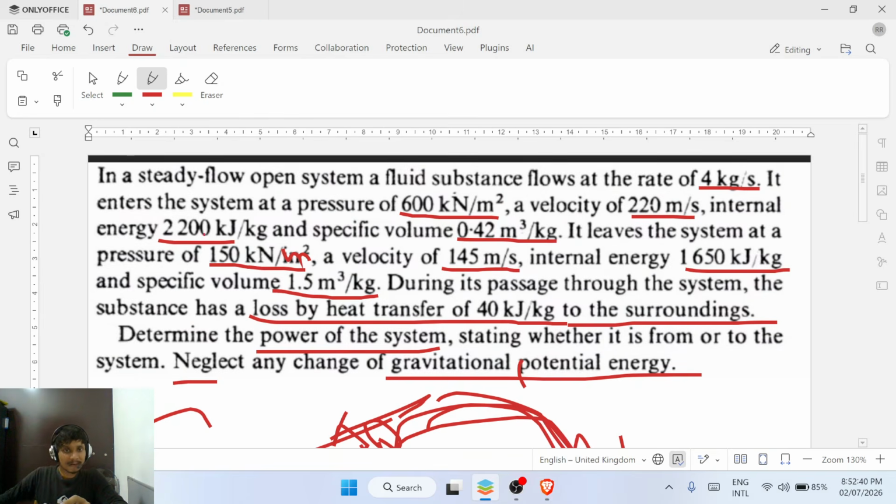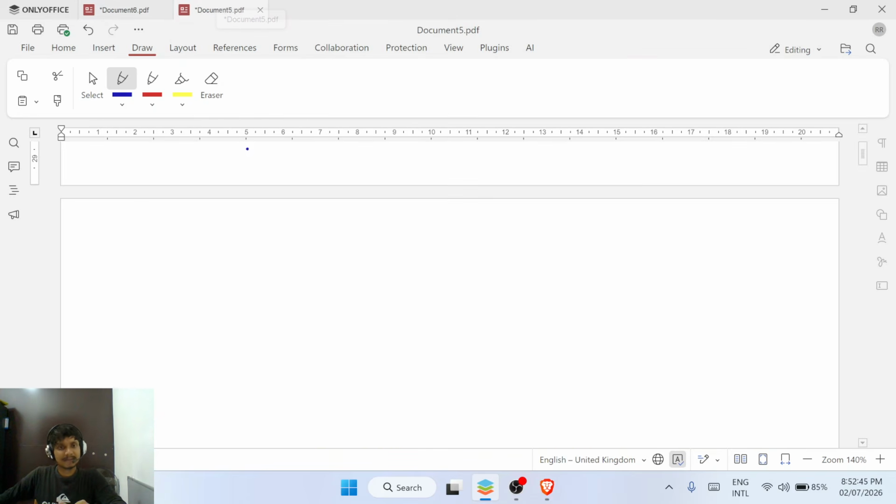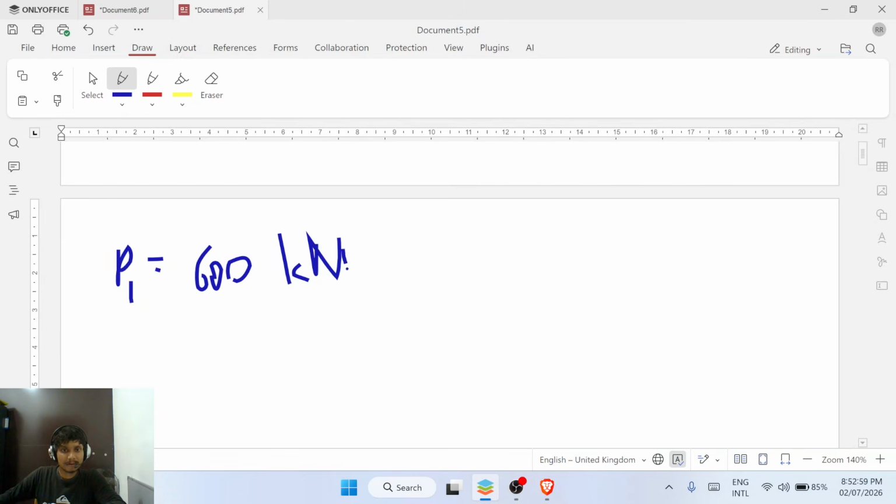Now we write everything in symbols. In the first stage, the initial stage, P1 is equal to 600 kilonewton per meter squared, kN m^-2.